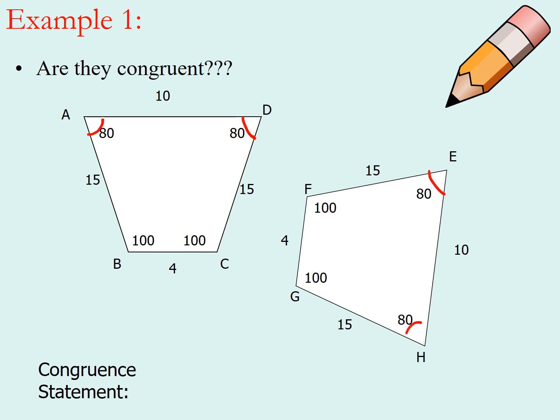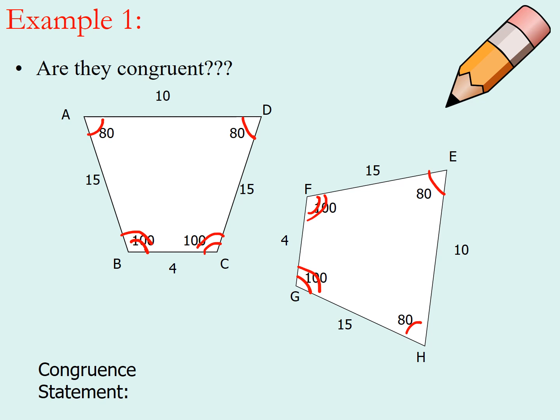So you can put a tick mark there showing that all four of these angles are congruent. And we can do the same thing for the four angles that measure 100 degrees, which is points B, C, F, and G. So now that we found that all of the interior angles are congruent to a corresponding angle in the second image, let's check our sides.